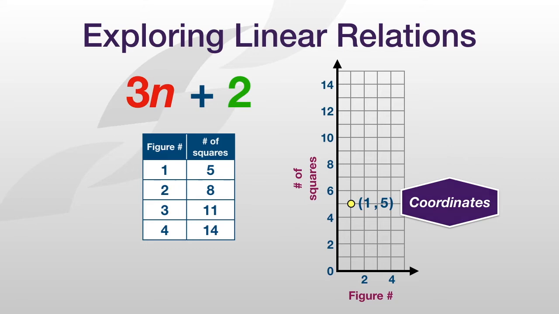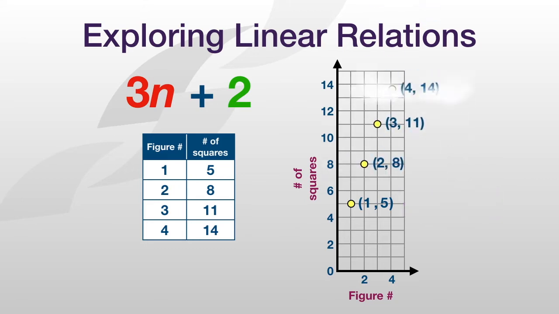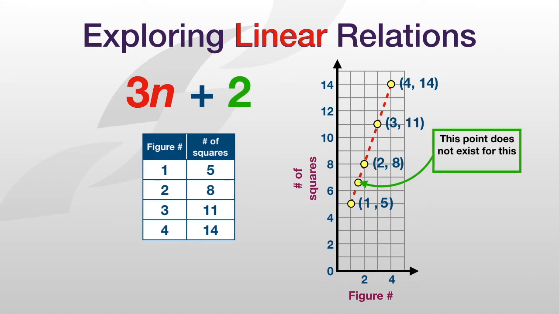In a similar way, we can plot the remaining points in the table. Notice that the points lie in a straight line. That is why it is called a linear relation. Although these points lie in a line, not every point on this line is part of the relation. For example, this point here does not fit with the pattern, because it would mean that figure 1.5 has 6.5 squares, which is nonsense.